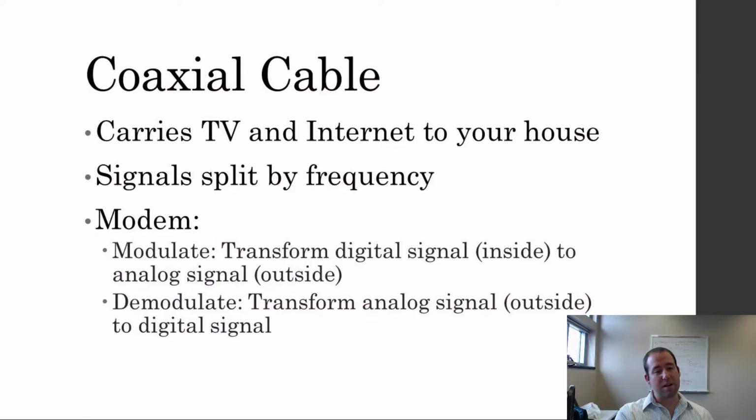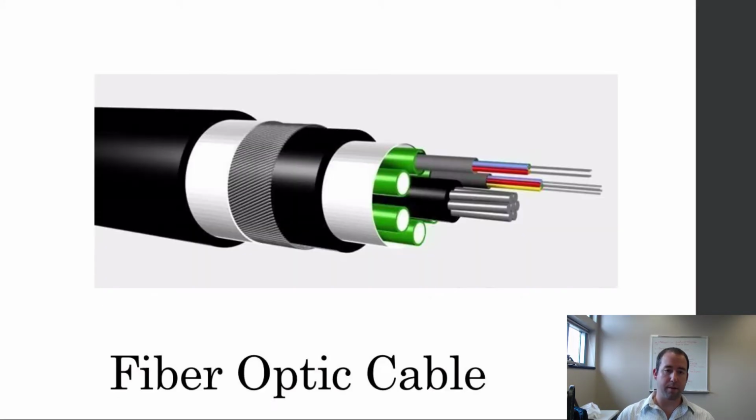So we'll talk a little bit more in another video about the modem, but the modem is a physical device. It's a physical layer device that does what's called modulating and demodulating. And it transforms a digital signal inside your network, because the ones and zeros are electrical voltages inside your network, into that analog signal that's split up by frequency outside your network. Demodulating is translating that analog signal from outside your network to a digital signal inside your network.